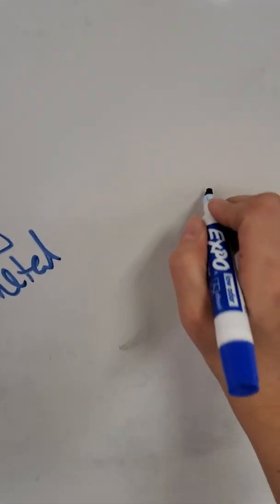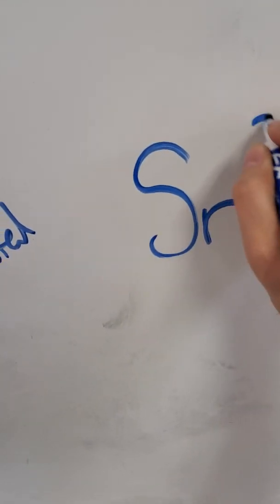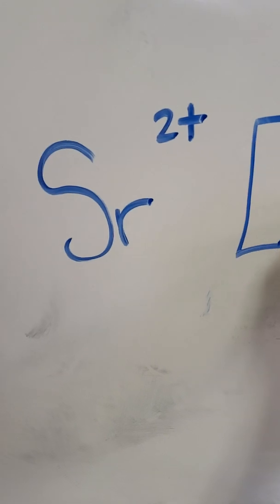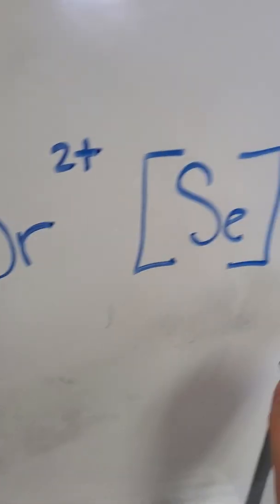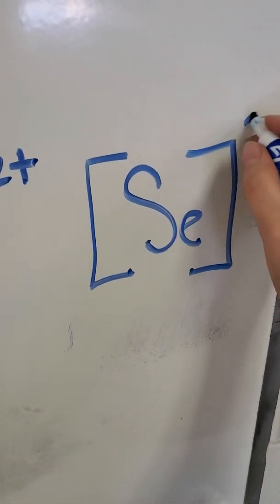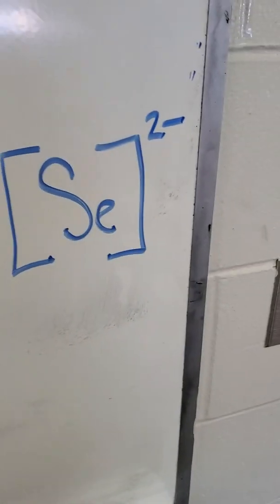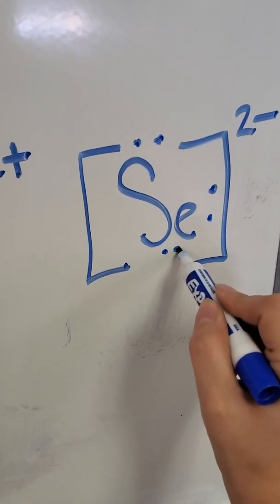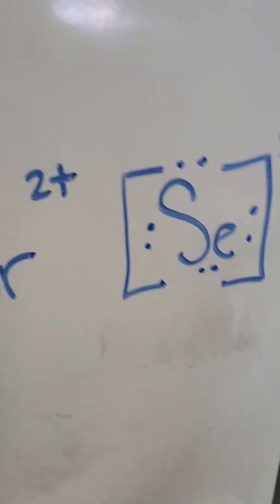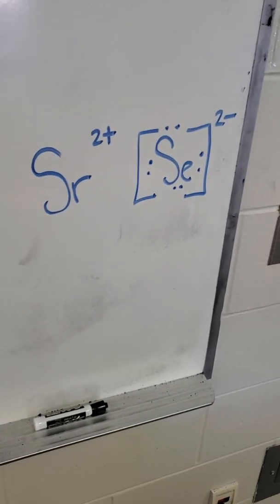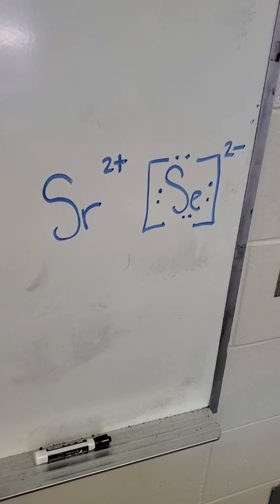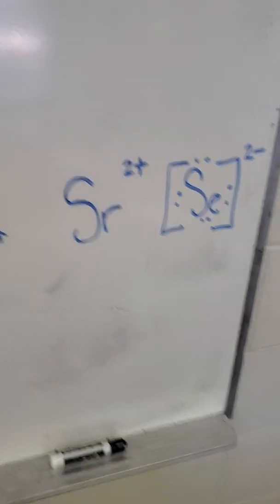You always put the metal first. So strontium, 2 positive. And then you're going to put brackets, selenium, or in this case it's selenide because now it's negative, so it ends in the -ide, with its charge. But please don't forget to put the electrons because this is the Lewis structure, so we're counting valence electrons. And there it is, strontium selenide. That is the ionic compound strontium selenide.